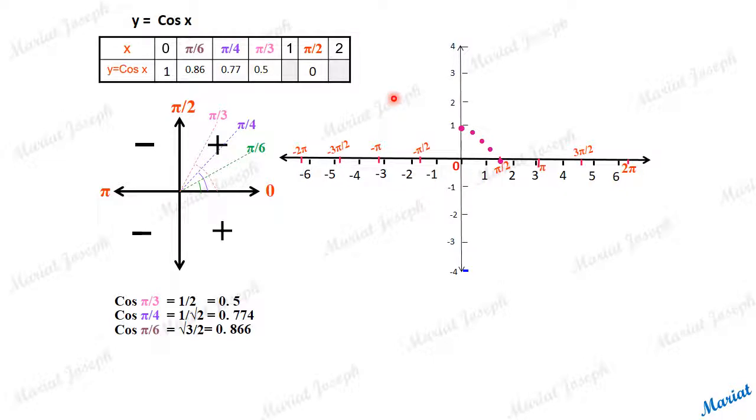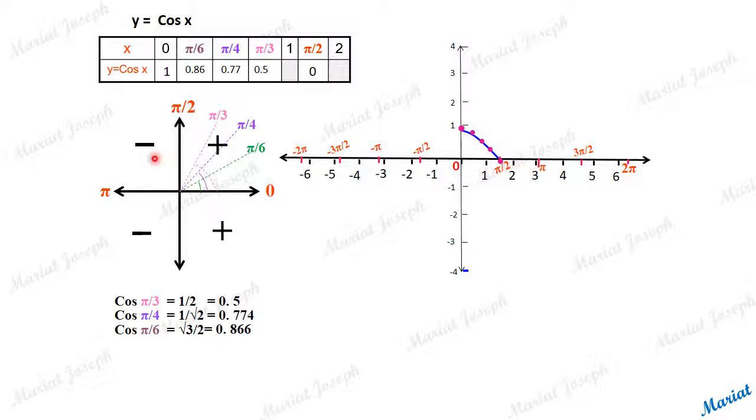So the first quadrant graph y equal to cos x will go from 1 to 0. The shape of the graph will be like this. Here it is. First quadrant covered, all positive values. That's why the graph is above the x-axis.